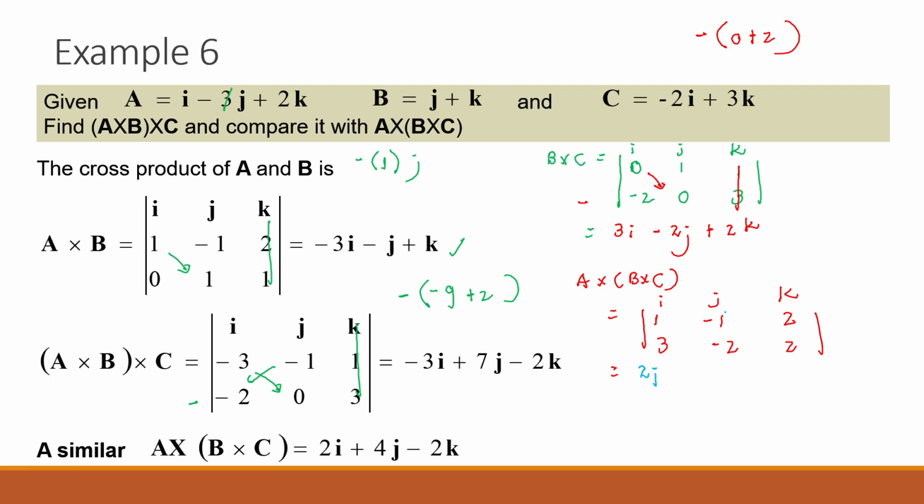Okay, and component J, 6 minus 2, 4J. If I use this direction, 3 times 2 minus 1 times 2 is positive J. Or you use the same notation. If you use this direction, 1 times 2 is 2 minus 3 times 2 is 6. So 2 minus 6, negative 4, outside negative, so positive 4J.